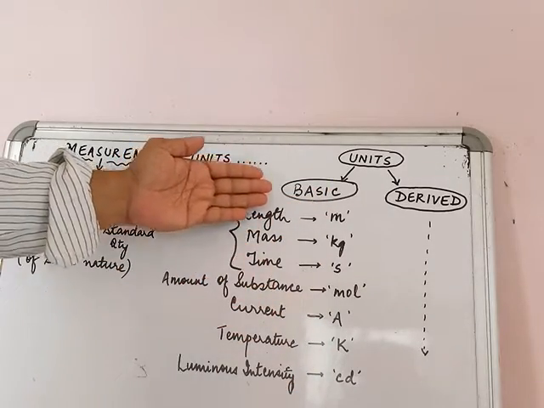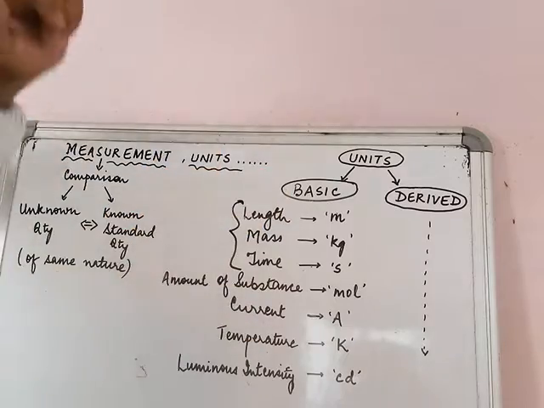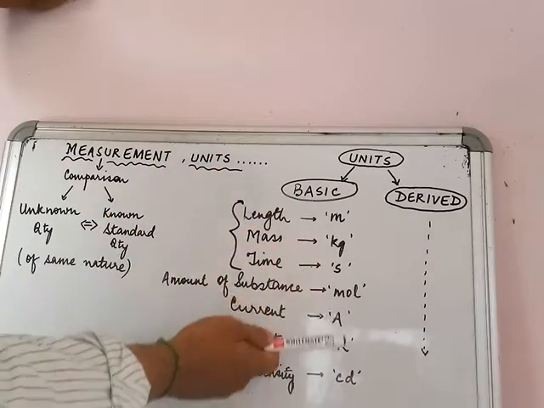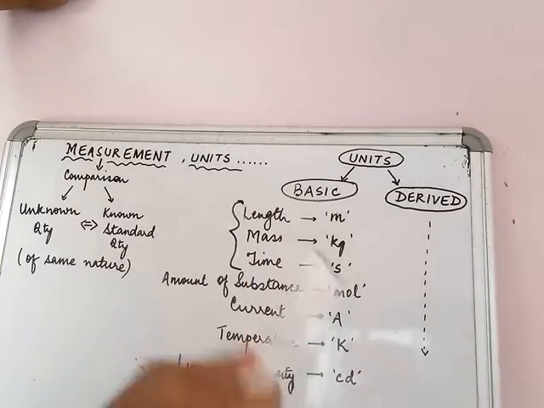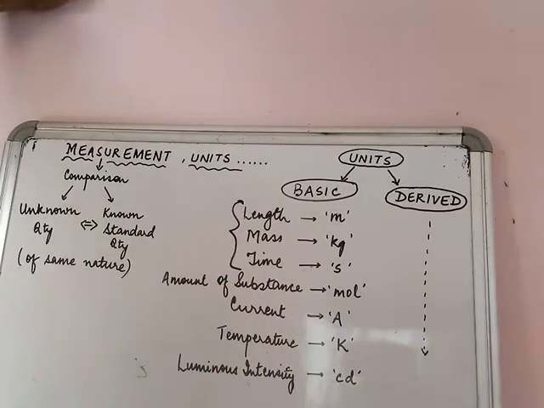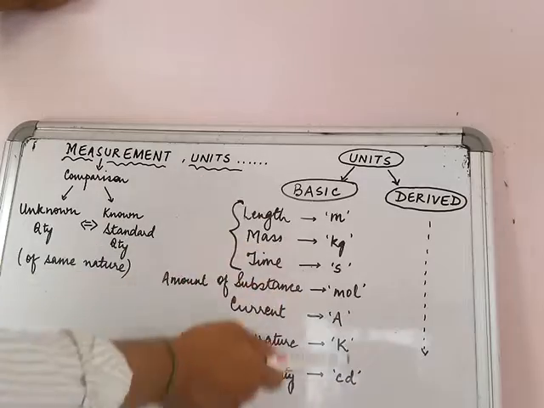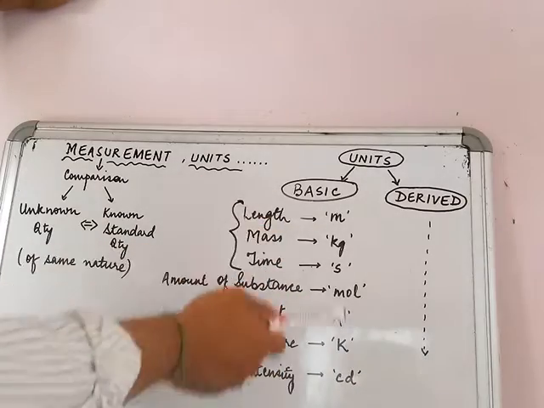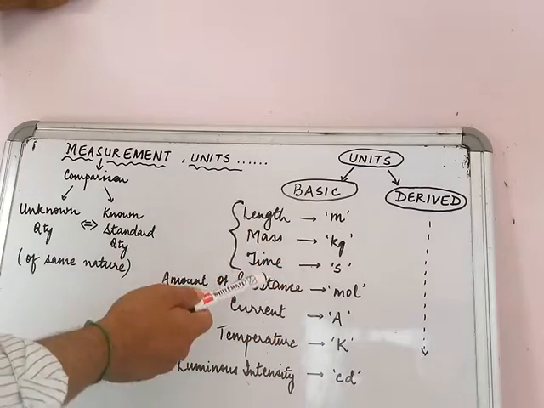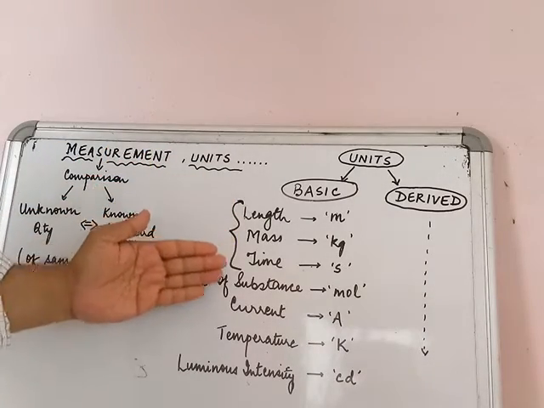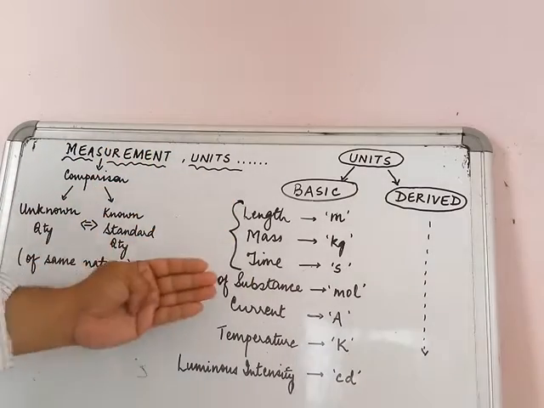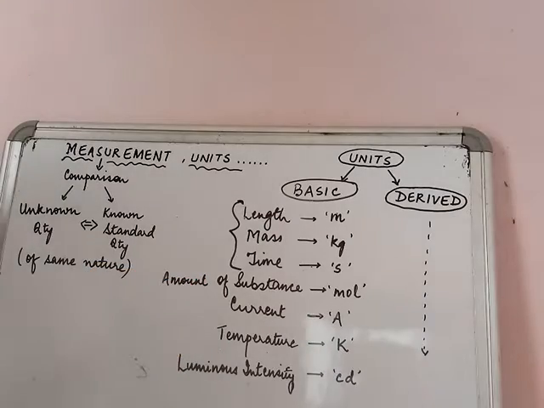If you count them, these are basically 7 in number. These are the fundamental units which are not dependent on any other unit; they are standalone. And what do these units represent? Since these are fundamental units, they will represent some fundamental physical quantities, which are length, mass, time, amount of substance, current, temperature, and luminous intensity.